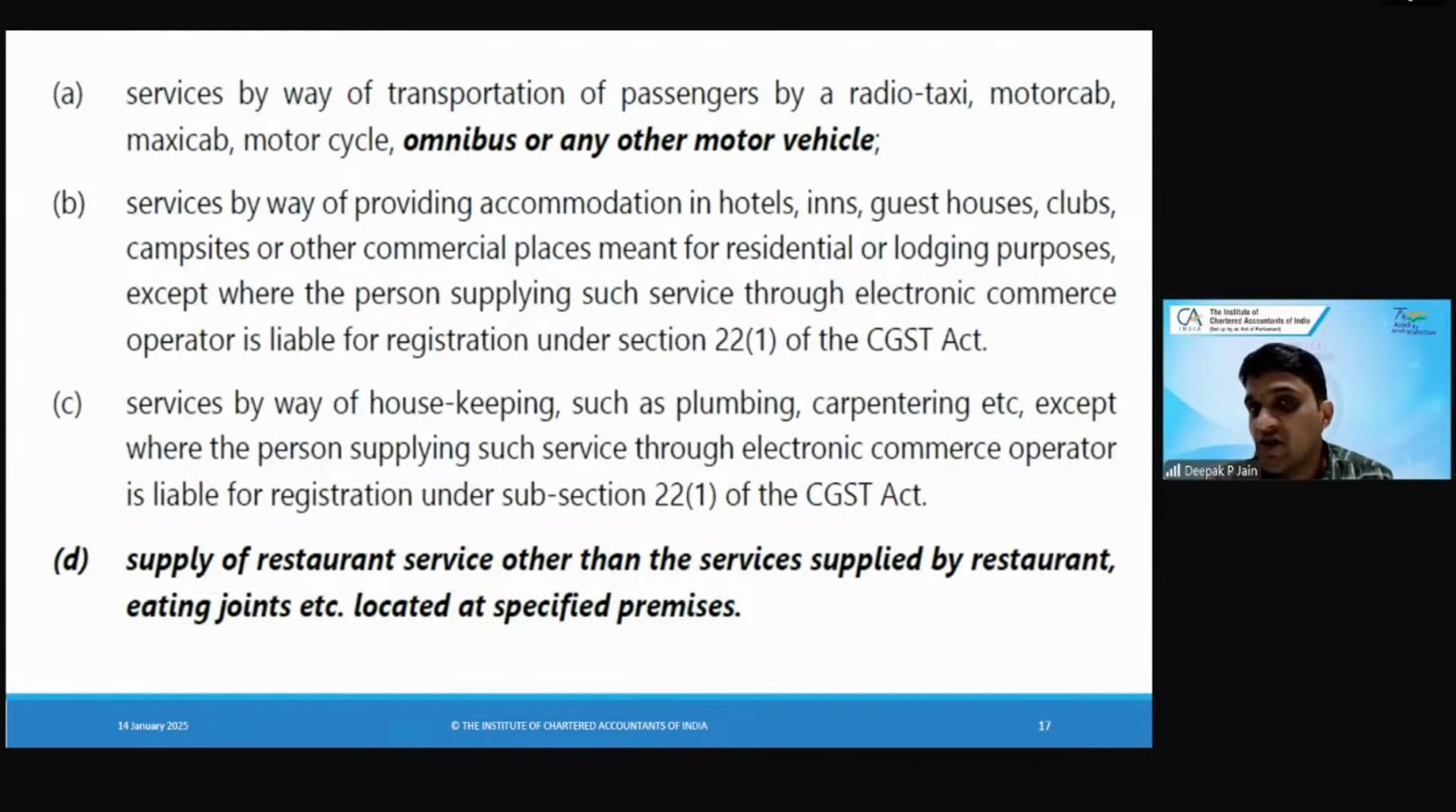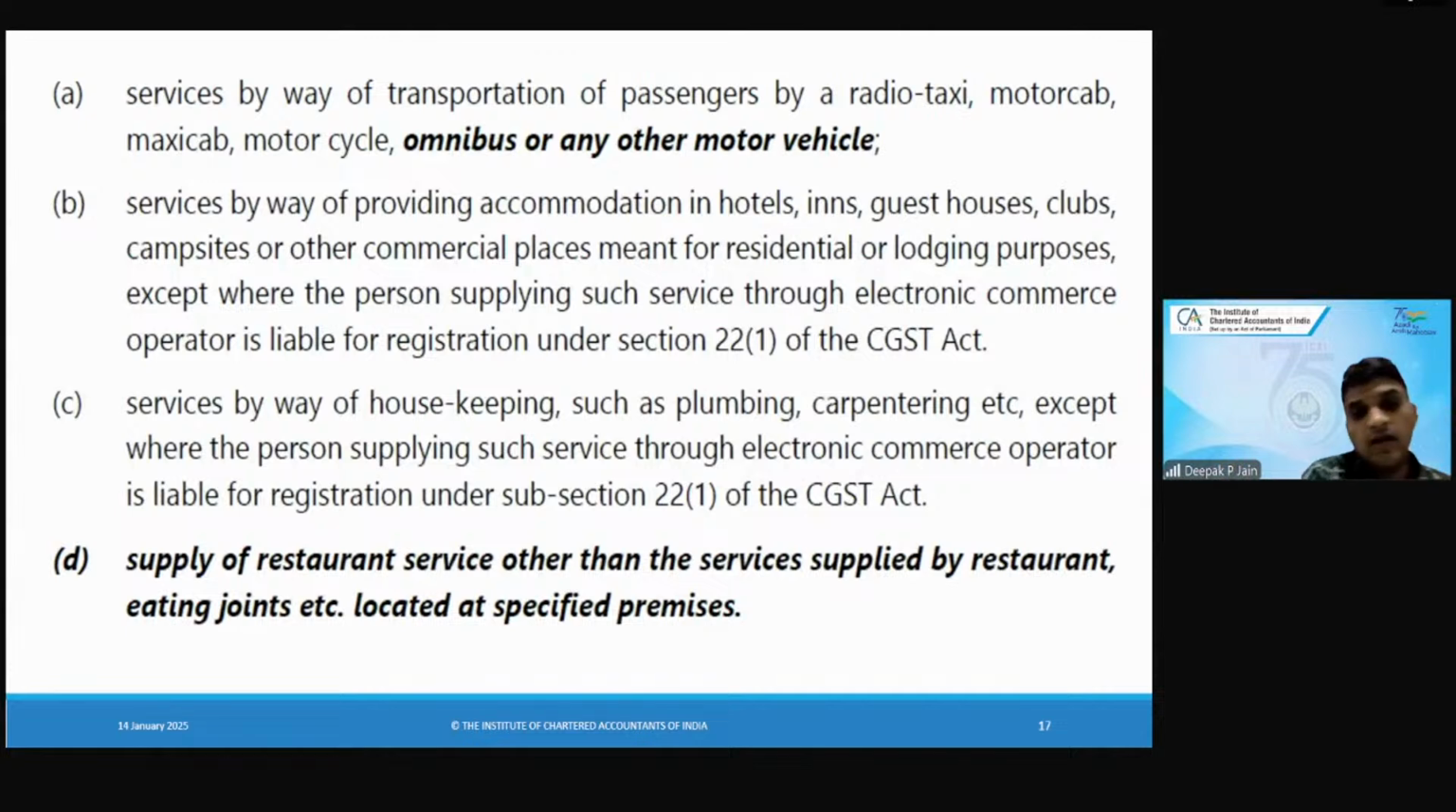The main intention is that the government has to collect the taxes either from the e-commerce operator or from the supplier. In these cases, the e-commerce operator is already paying taxes, so they don't have to deduct the TCS in this case. Okay. So third scenario is in case of Urban Company. First scenario is Uber and Ola. The second case is in case of Make My Trip. Third case is in case of Urban Company. And fourth case is in terms of Swiggy and Zomato. Okay. So supply of restaurant services other than the services supplied by restaurant eating joints located at specified premises.